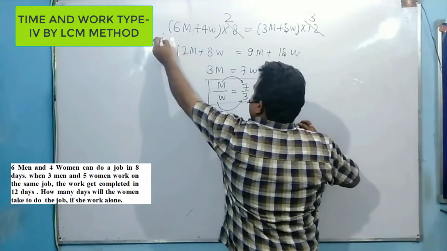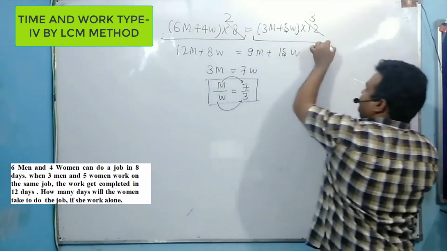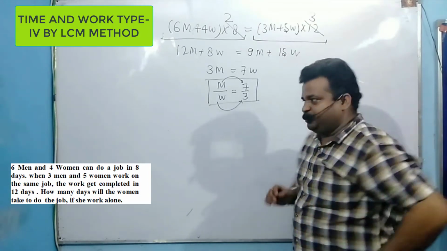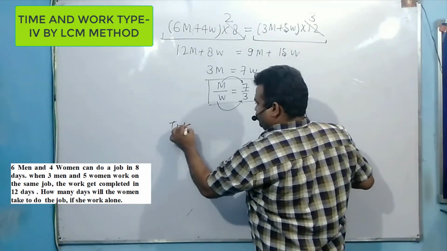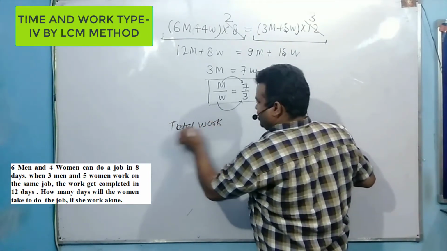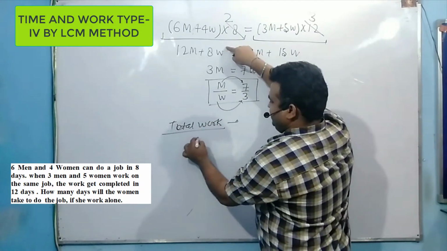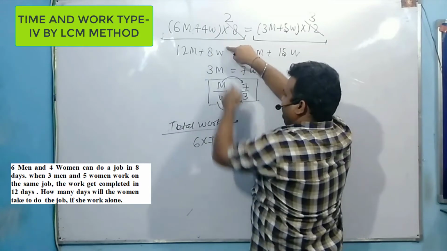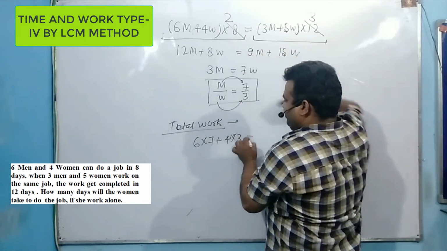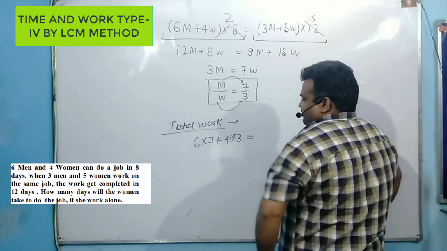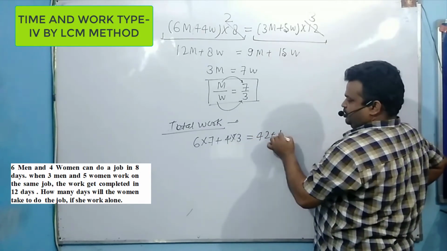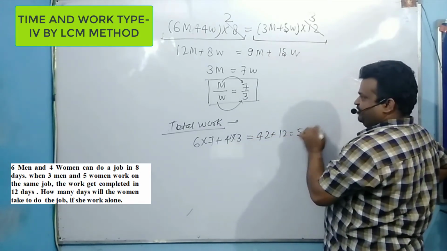Now I need to calculate the total work. You can calculate the total work either by this equation or this equation. The result becomes the same. So what will be my total work? From this equation, 6 men produce 7 units plus 4 women produce 3 units. So 7 6s are 42 plus 12. It comes to 54. Okay, fine.